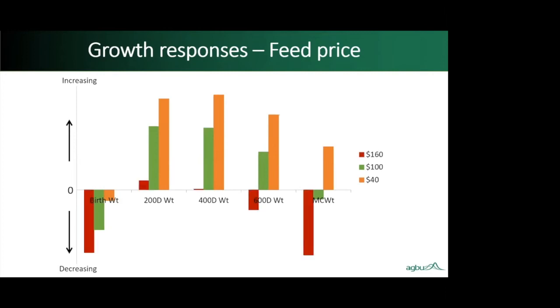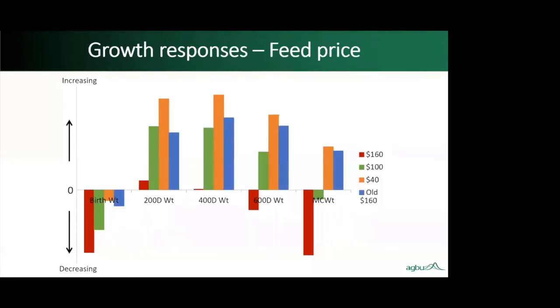In contrast, when setting feed costs at $160 per tonne, we expect large decreases in birth weight and mature cow weight, negligible changes in 200 and 400 day weight, and small reductions in 600 day weight. As a comparison, when feed costs were set at $160 a tonne before these developments were undertaken, the pattern seen in trait responses was much more aligned to the pattern seen for when feed costs are set at $40 a tonne in the new system, as opposed to when they're set at $160 a tonne.